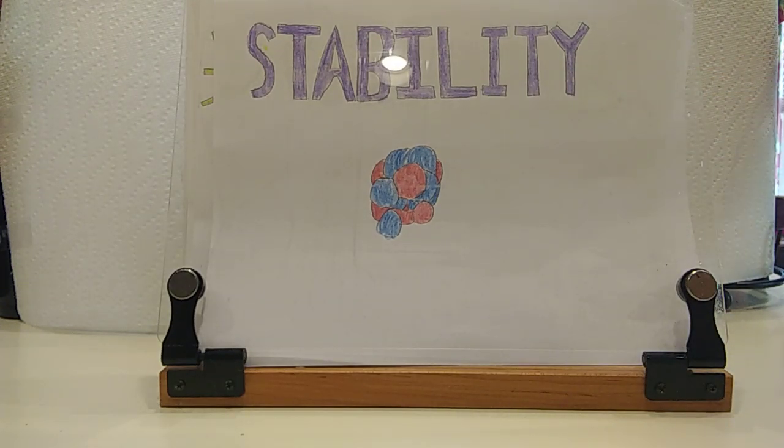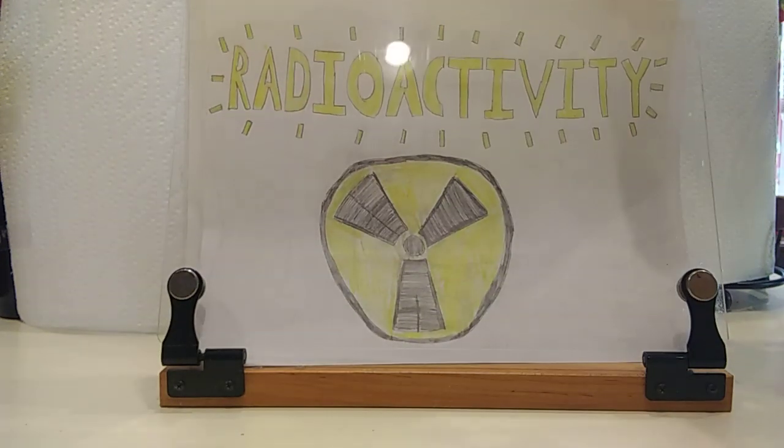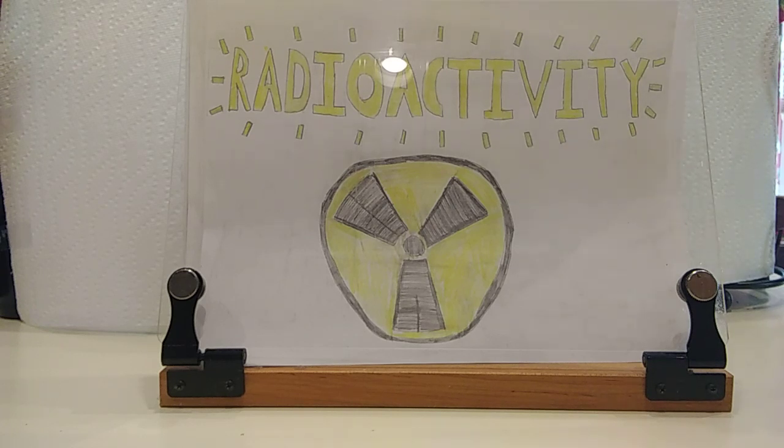That means that if an element is not stable, it will attempt to create more stable isotopes of itself until stability is reached. They form these isotopes by having the nucleus lose energy, called radioactivity, or radioactive decay, or nuclear decay. There's a lot of words to describe it.